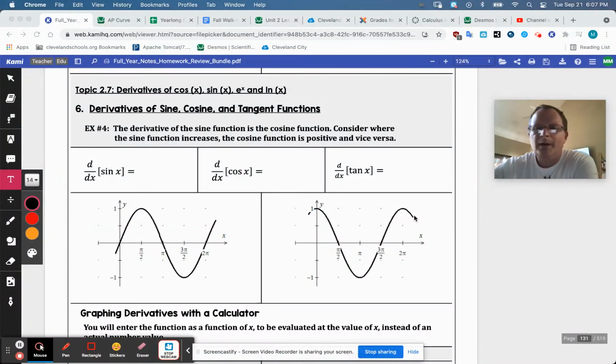Okay. All right. So what we've got is, this is pretty cool. We're talking about sine and cosine now, and they talk about tangent, but we're not ready to prove that one yet. But sine and cosine derivatives are related to one another.